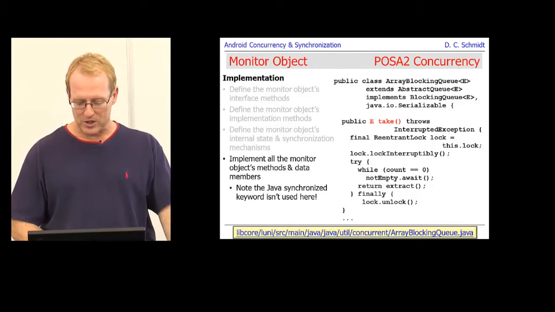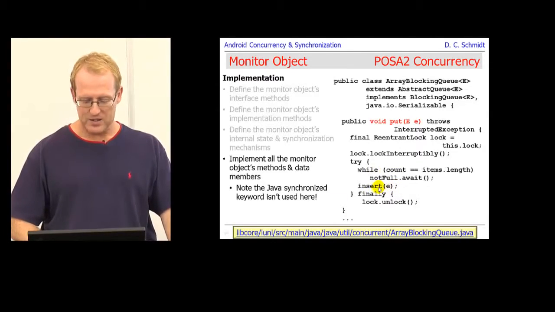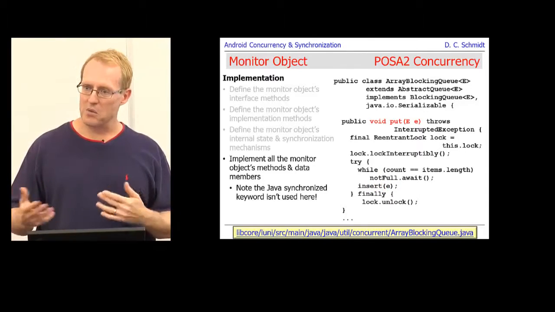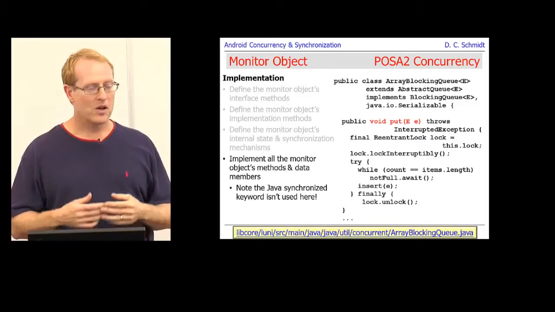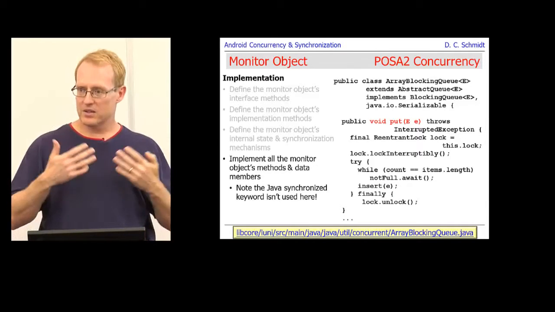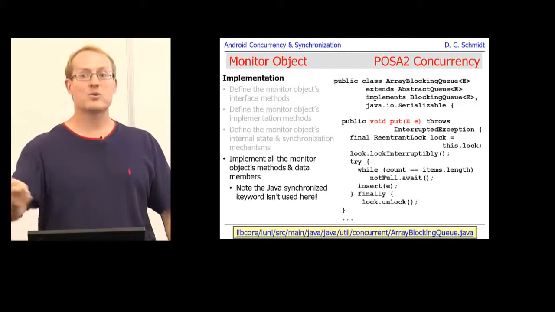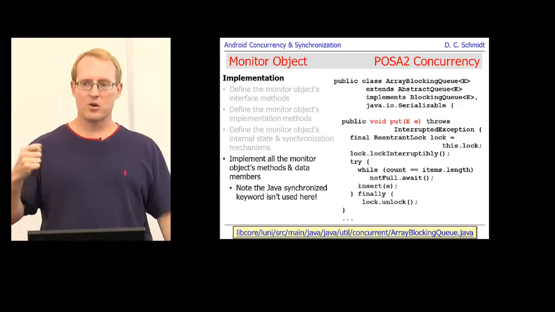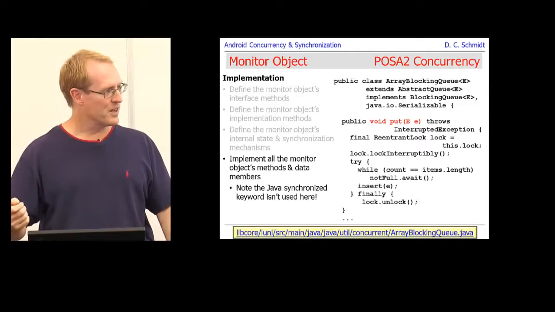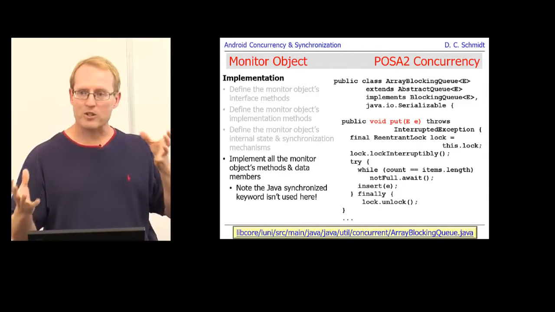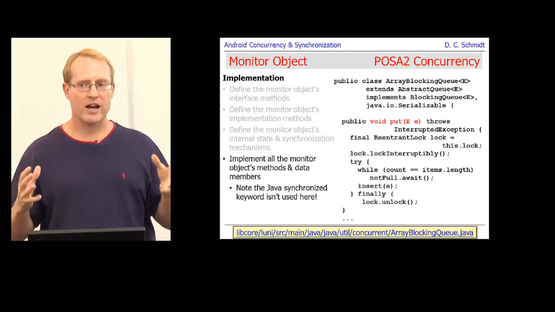Now, if we were to actually look at the code, you would see in the extract and insert methods that they're calling notify in order to wake up people who are waiting. When you insert something in the queue, you're going to call the notify method on the not empty condition. When you take something out of the queue, you're going to notify on the not full condition. And those are the ways in which you alert the various callers to cooperatively schedule their interactions.